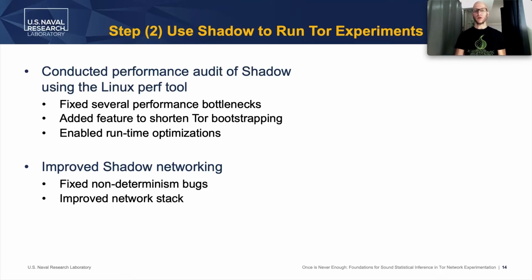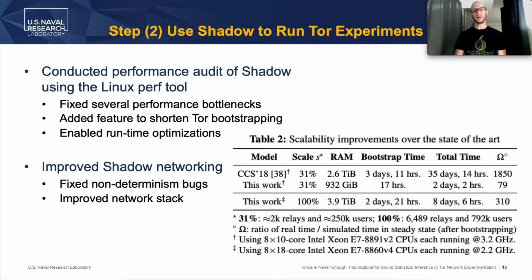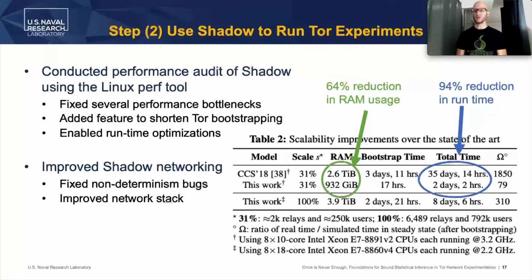Now, to showcase how our improvements affected the results, we compared a state-of-the-art experimentation approach from CCS 2018. This is table 2, which I shamelessly copied from our paper. We ran the same experiment that was run in previous work, and I'm showcasing 2 main results here. First, we were able to reduce the RAM usage for the same experiment run from previous work by 64% by making the improvements that we made. We were also able to reduce runtime by 94% by making the performance improvements.